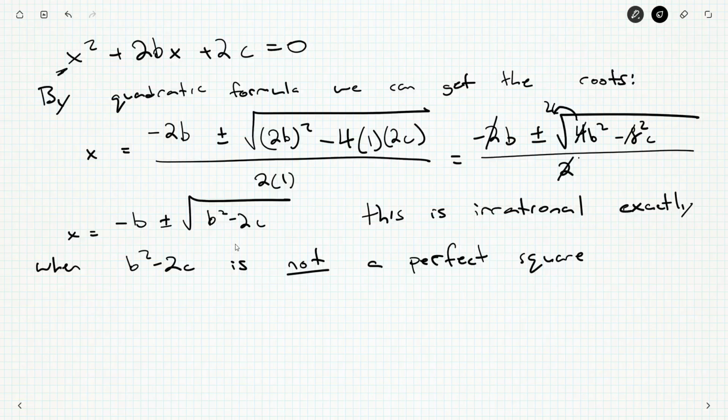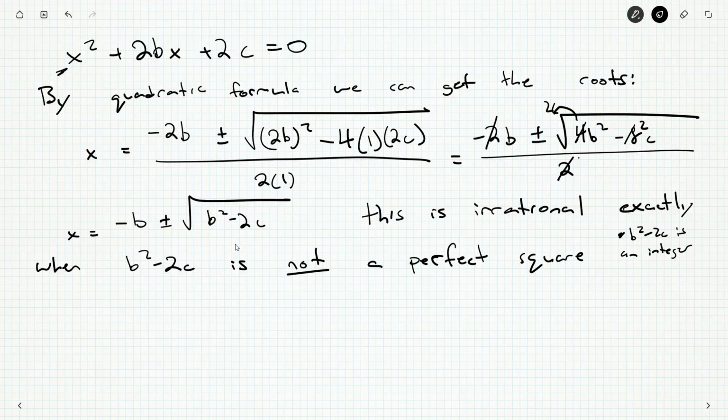So, b squared minus 2c is an integer. Okay? Because I guess technically if b squared minus 2c were something like 9 over 25, you could square root that and you'd get 3 over 5, and that would give you a rational answer, but b squared minus 2c will never be rational. Well, I guess technically it is rational in the sense that all integers are rational, but we prefer to point out that it's just an integer.